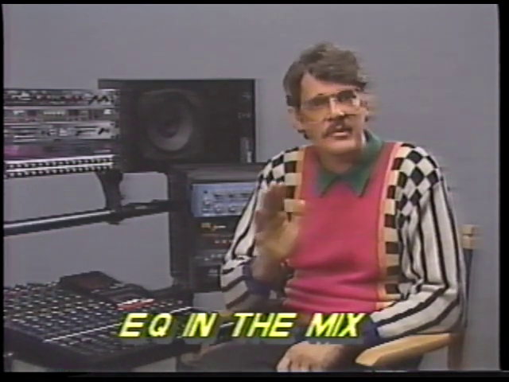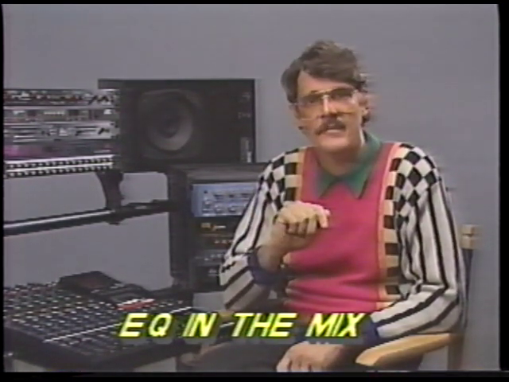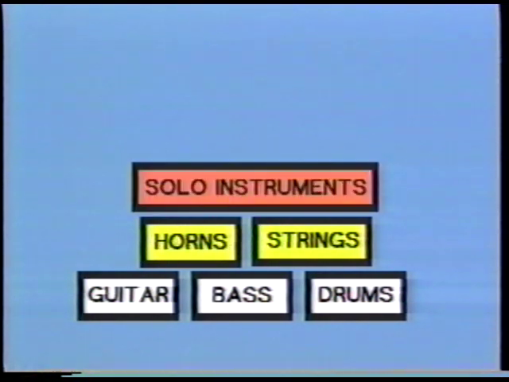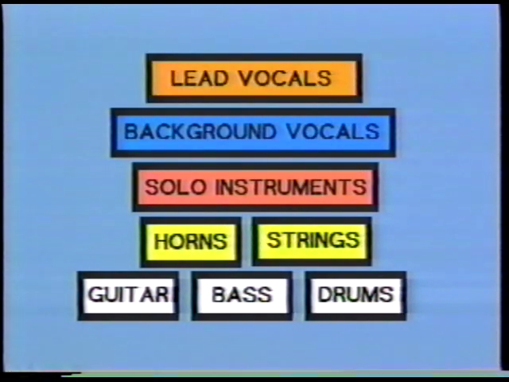Finally, let's look at the procedure to follow with EQing during mixdown. Start with the most basic rhythm instruments and build to the most featured sounds. For instance, start with bass, drums, and guitar. Then add secondary embellishment instruments, such as horns and string parts. Then solo instruments, background vocals, and finally, lead vocals.